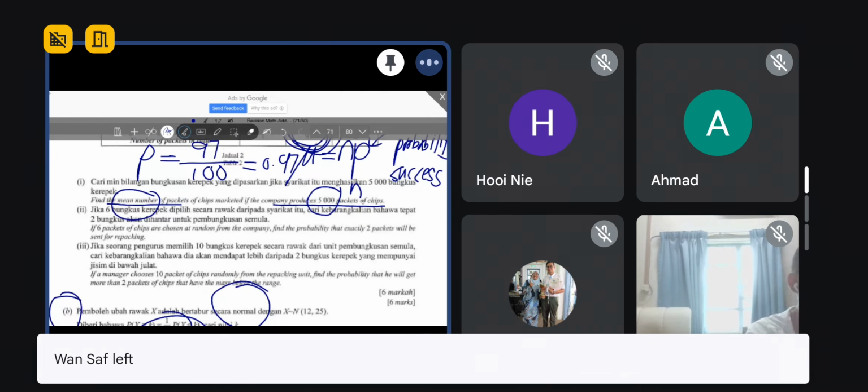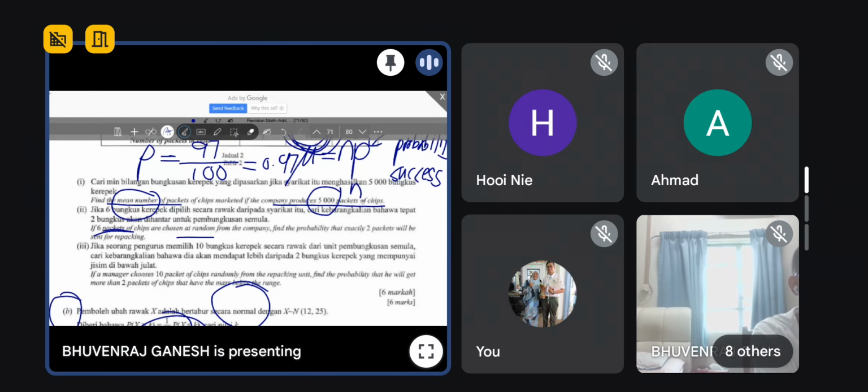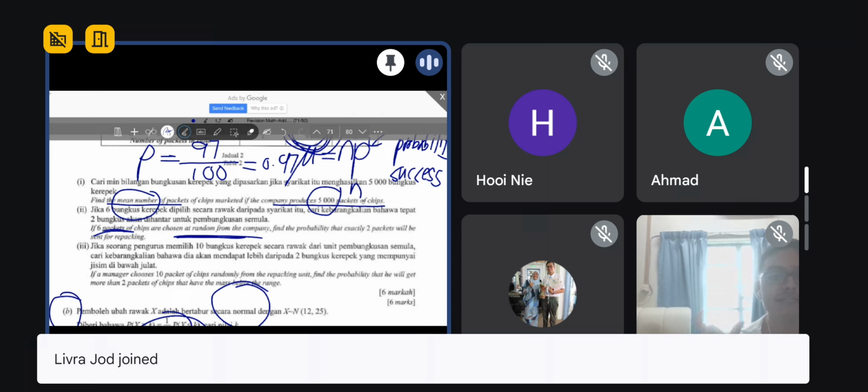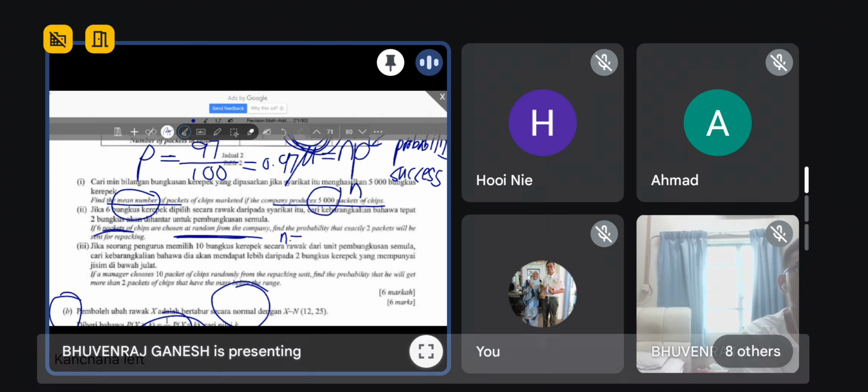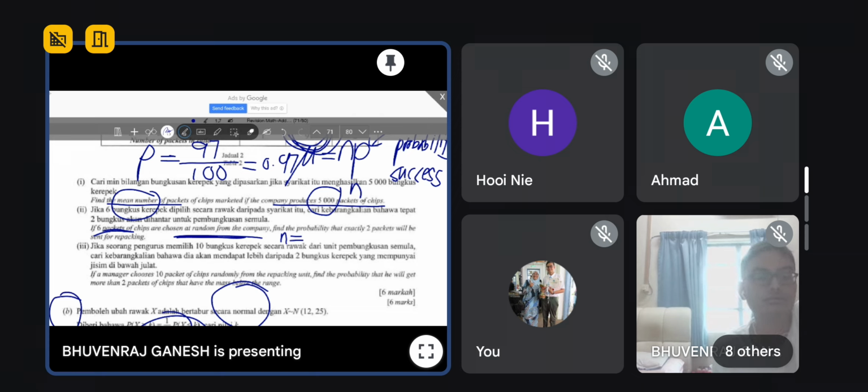Okay, A2. So A2 they say 6 paket dipilih secara rawak dari company. Okay, they take randomly 6 packet. So guys, if they say randomly they take 6 packet, so what will be your N value? Can anyone tell? This one you should know already. If they randomly choose 6 packet of chips, so what will be your N value in binomial distribution? You should get 6. Am I right?